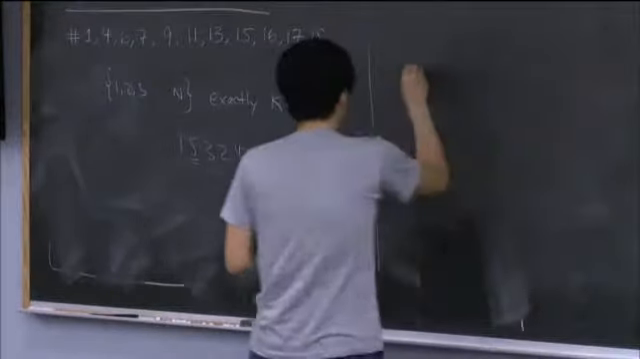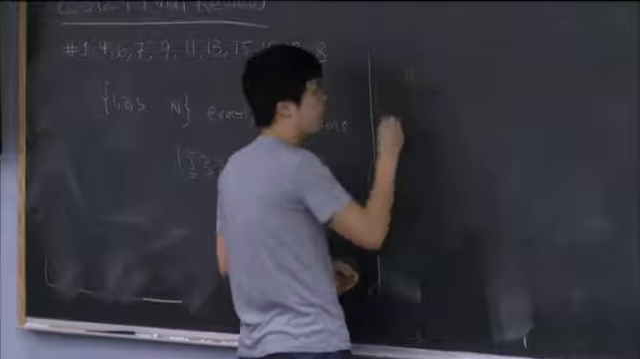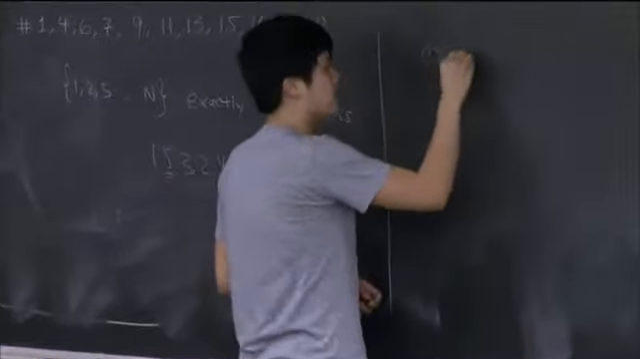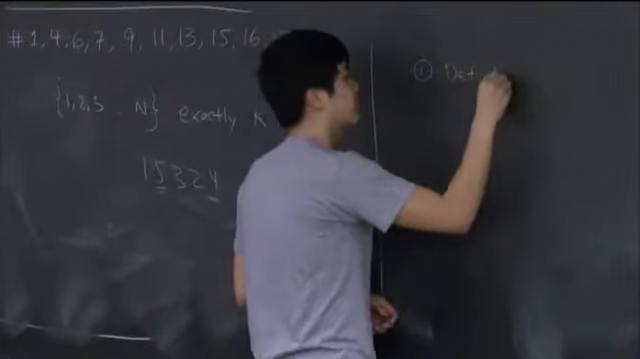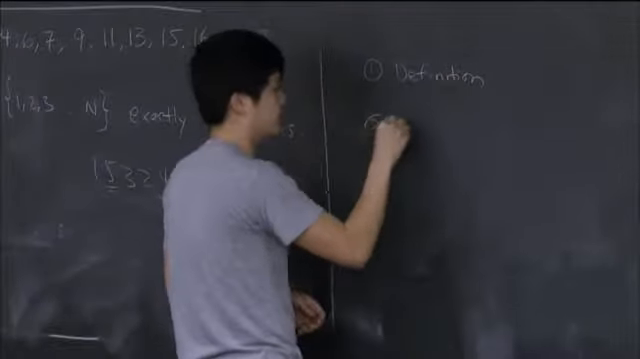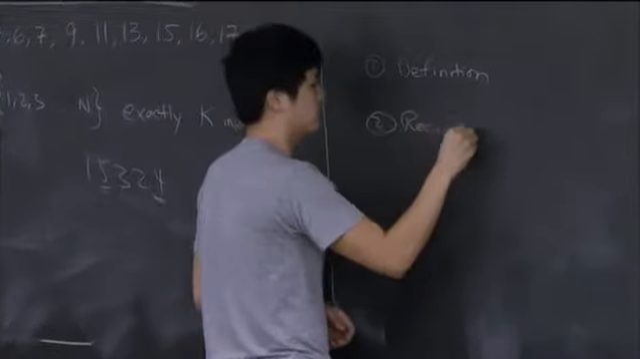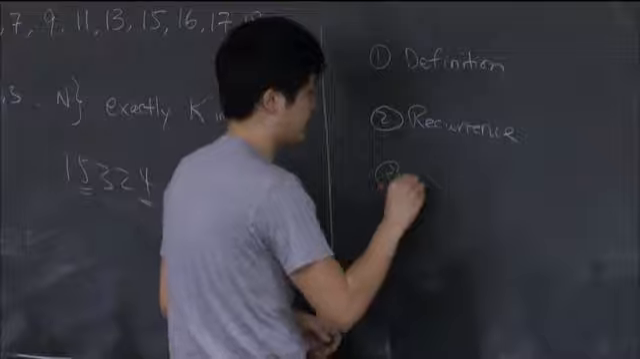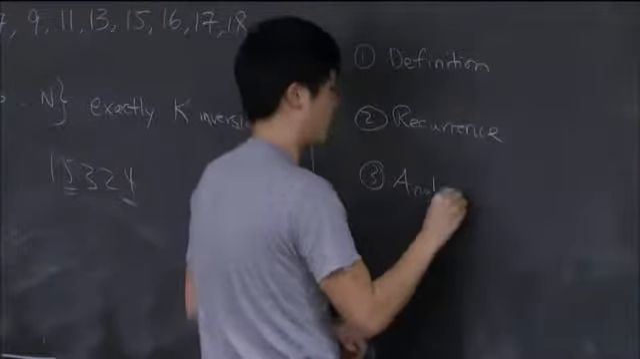Okay? So there are 3 steps to a dynamic programming problem. There's definition, recurrence, and finally analysis, right? So we're going to start with the definition.